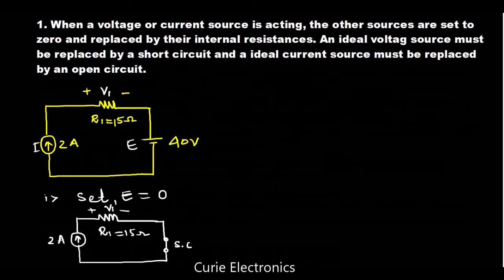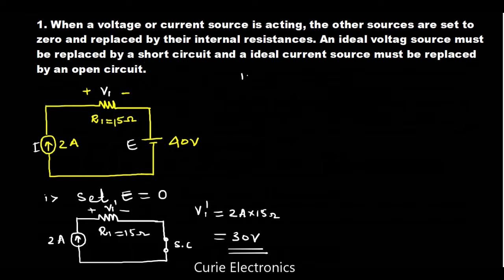Now what is the value of V1 dash? We can find it out using simple Ohm's law. V equal to I into R. What is the value of I? It is 2 amps. What is the value of R? It is 15 ohms. So it comes to 30 volt. Now we got it: V1 dash equal to 30 volt.